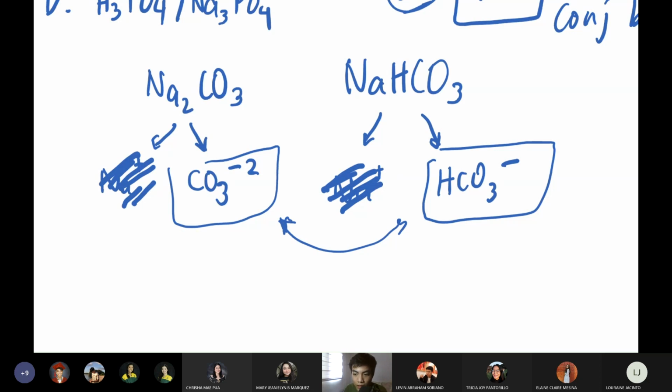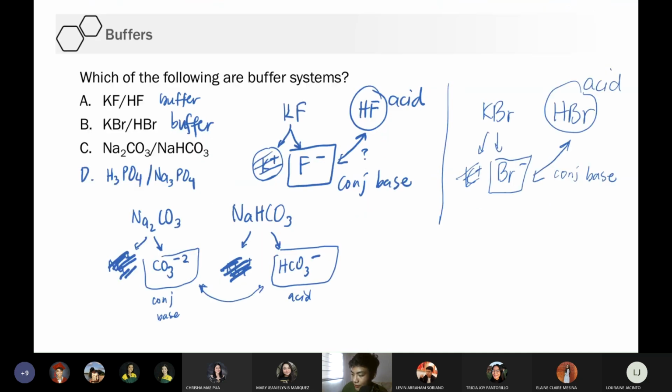So that means yung may H, ito yung magiging acid natin. Itong CO3, ito yung magiging conjugate base. So we can say that this is a buffer system also. So ano napapansin nyo sa pinagagawa natin? Yung difference lang nila sa H ay isa. Basta isa lang yung H difference nila, buffer yon. So for letter C, that is another buffer system.